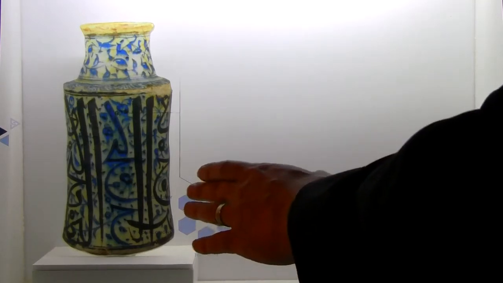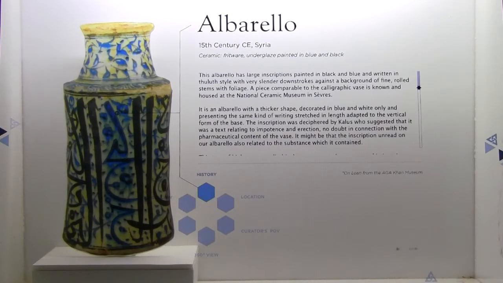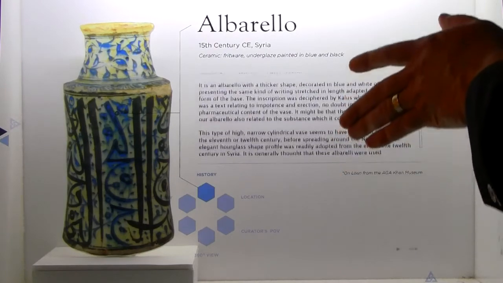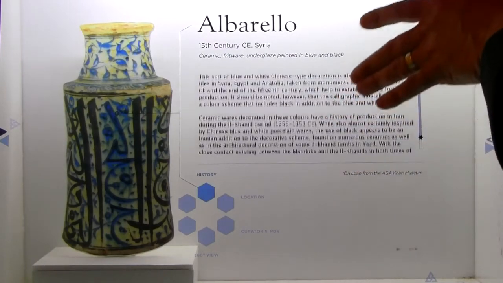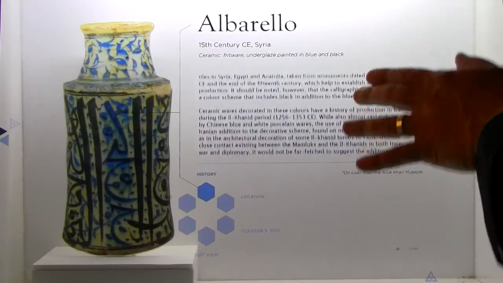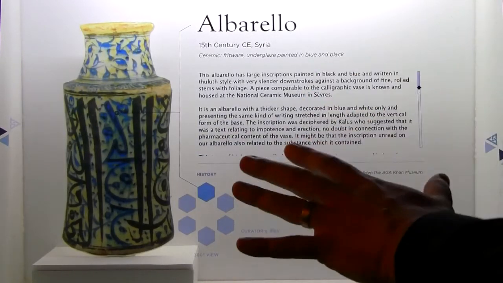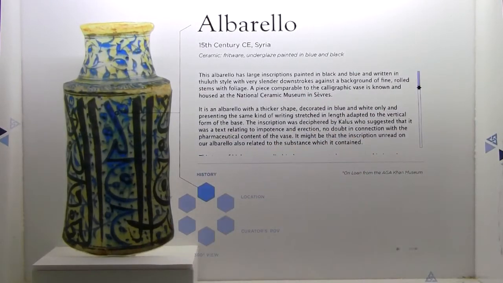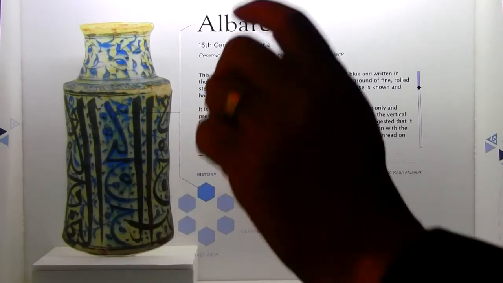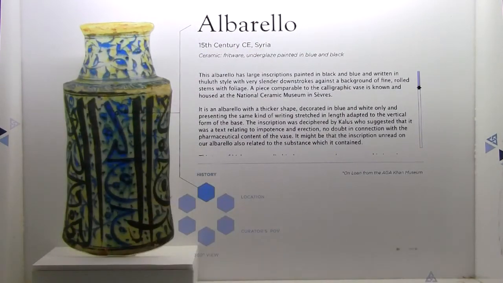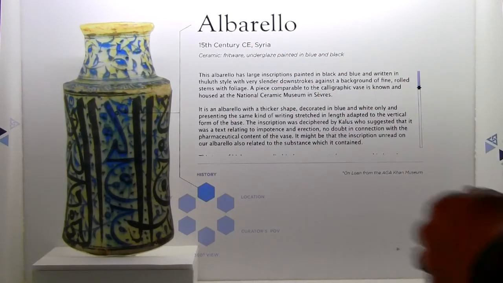things that you can do. So let's imagine we want to know a little bit more about the history of this object. And we want to find out more about the Albarello vase here from the 15th century in Syria. We can scroll through and get a whole bunch of additional information. And we're not looking over on the left there with a dimly lit small card mounted on the wall. We're actually seeing the object itself in the context of the information that supports it.